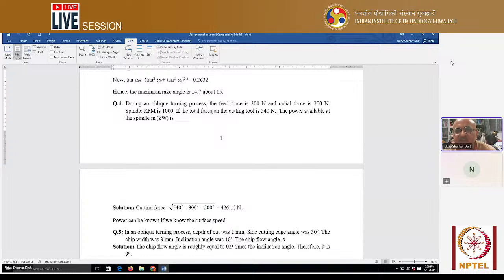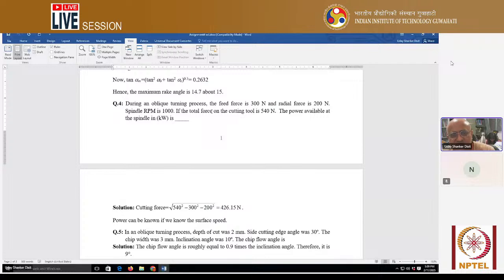So what I am saying is, since the total force is given, 540 square minus 300 square minus 200 square. The Pythagorean type theorem will apply, and then you take the square root and you get 426 Newton. And power can be known if we know the surface speed. So power available at the spindle will be in terms of the spindle speed, but here spindle speed is not given. So naturally that answer will be in terms of the spindle speed. That means force into velocity is the power.